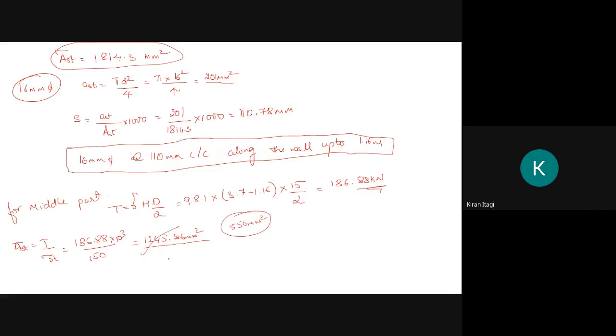Here I will provide 16 mm dia bars. Therefore spacing will be given by small AST. How much have we got? For 16 mm dia, it is 201. Therefore, 201 divided by 1245.86 multiplied by 1000. So we will get the spacing around 161.33 mm. So I will provide 16 mm dia at 160 mm center to center. Okay.